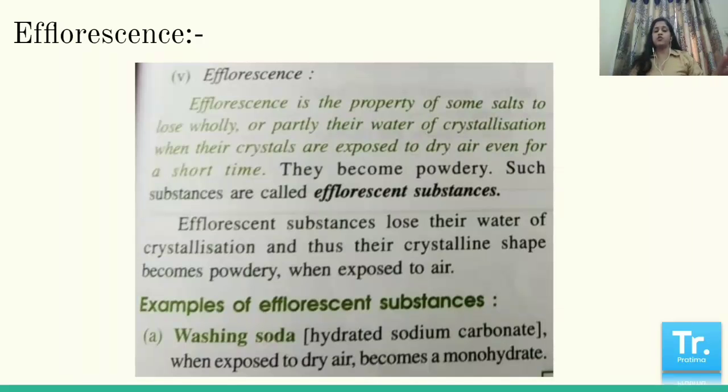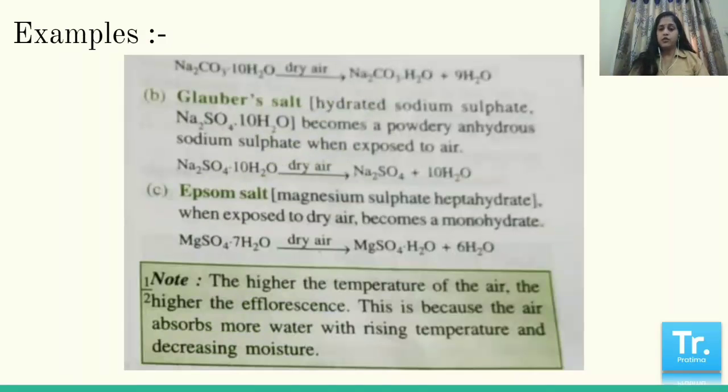salt is exposed to dry air, open to the atmosphere, is kept, and it loses the water of crystallization and it becomes powdery. The crystalline nature changes into powdery nature. These are efflorescent substances. They lose their water of crystallization, thus the crystalline shape is lost. Examples are washing soda, Glauber's salt, Epsom salt. Remember the definition, remember the example names, remember the formula of the examples. Okay. So more the temperature, more will be the efflorescence.